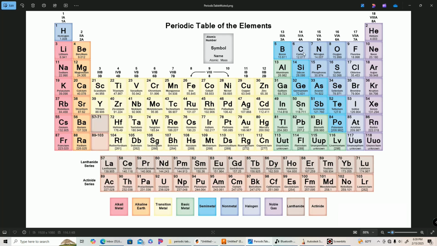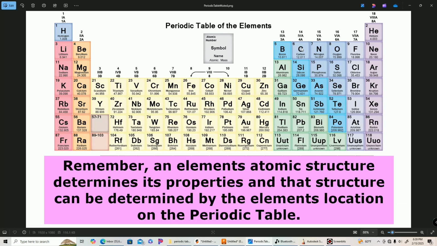And where an element sits on the periodic table determines the atomic structure of that element. And we're going to look into this table and see how we can break down the atomic structure of an element just by where it sits on this table.